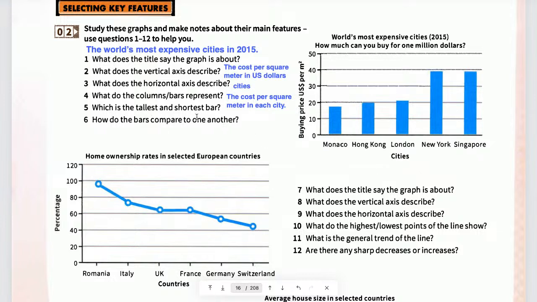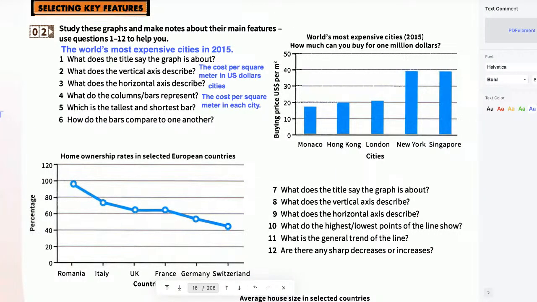Which is the tallest and which is the shortest bar? The shortest bar here is Monaco, right? You can see that Monaco. And the tallest bar, we have New York and Singapore, right? So you can write there, just keep it short. Shortest, we have Monaco. And then we have tallest, New York and Singapore, right?